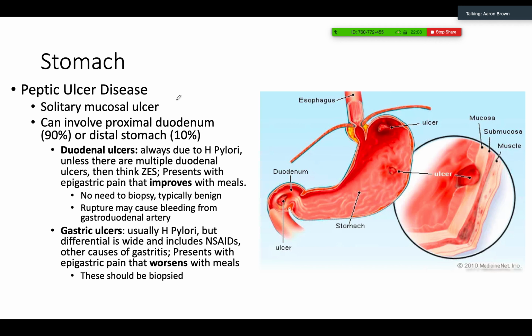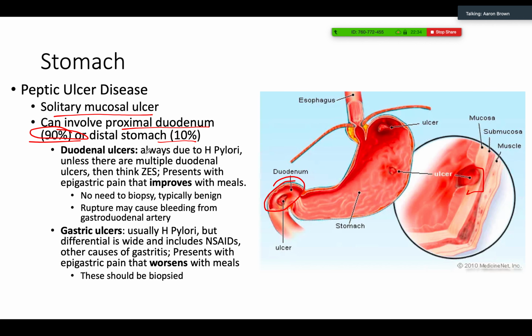So moving on, our peptic ulcer disease. Here we have a solitary mucosal ulcer. Tends to involve the proximal duodenum. We say peptic ulcer disease, a lot of times it makes you think of stomach, but 90% of the time, believe it or not, it's actually an ulcer in the duodenum, in that first part of the duodenum. Okay, and only 10% is in the stomach, which you can see here.